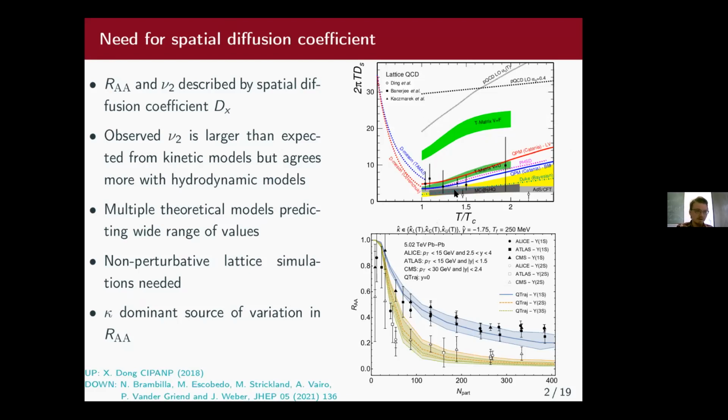There is a collection picture from 2018. It doesn't have our results at the moment. The v2 is slightly larger than expected from kinetic models, but it agrees with hydrodynamic models, so the plasma is probably hydrodynamic. And well, we need the lattice simulations to see non-perturbatively how this diffusion coefficient behaves. And here I took a picture from Mike Strickland's talk from earlier, from their recent paper where they used our results to determine the RAA. So this is one application you can do with the results we get from the lattice.